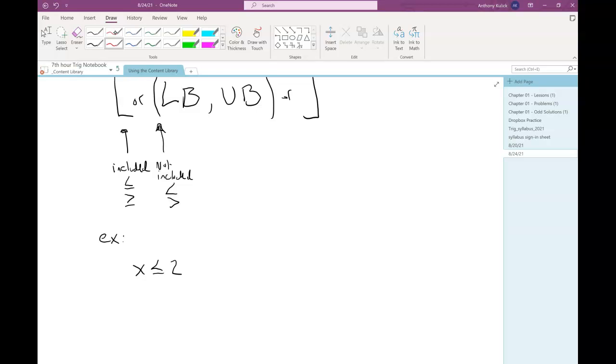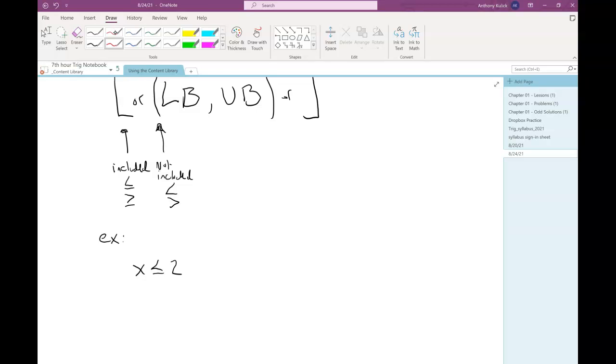If I think about that, the first thing I need to do is come up with a lower bound for that set of numbers. The lower bound should be something that's smaller than or equal to everything in that set.